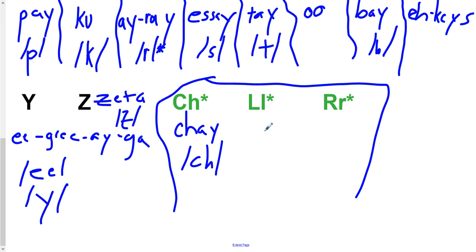Double L's. In this class, we treat it like a Y. You can also treat it like a zh sound. So me llamo, never me lamo. Llama. And the double R is the rolled R's.